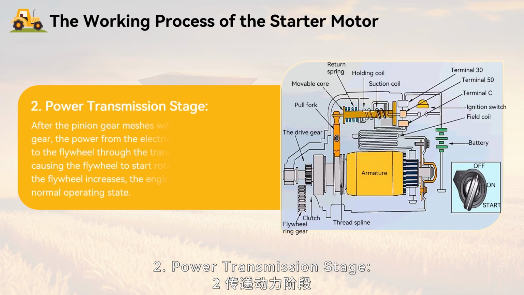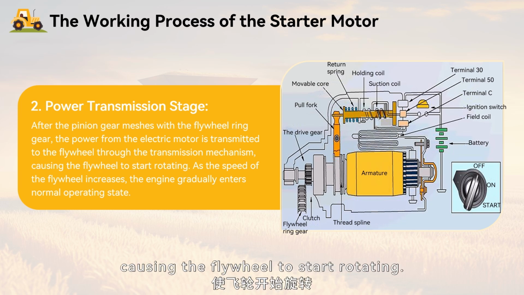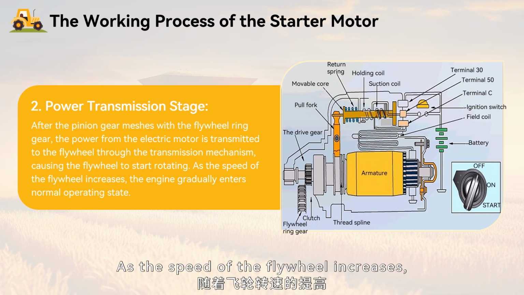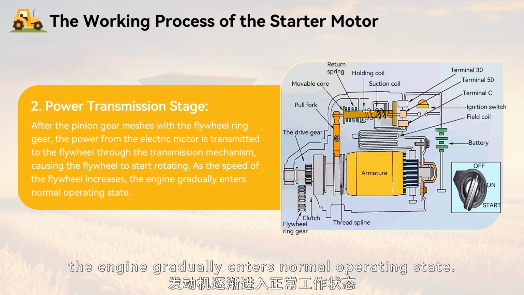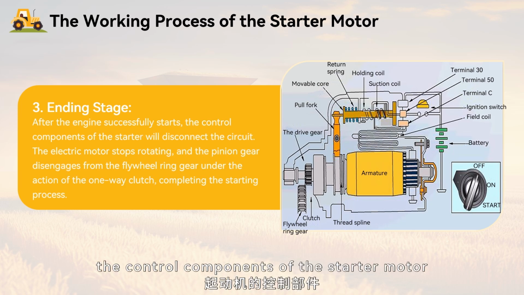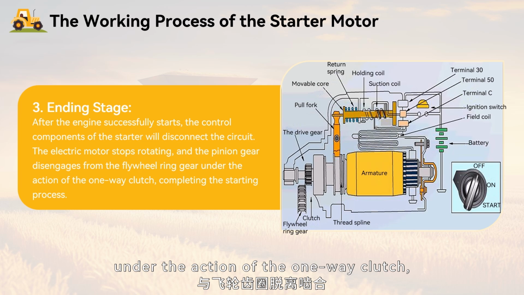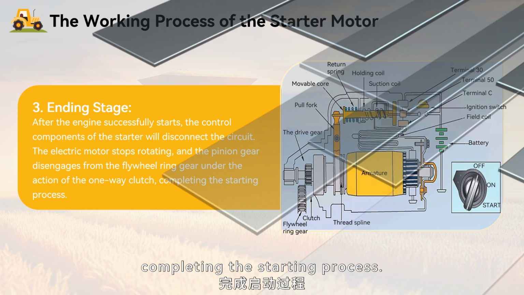2. Power transmission stage. After the pinion gear meshes with the flywheel ring gear, the power from the electric motor is transmitted to the flywheel through the transmission mechanism, causing the flywheel to start rotating. As the speed of the flywheel increases, the engine gradually enters normal operating state. 3. Ending stage. After the engine successfully starts, the control components of the starter motor will disconnect the circuit. The electric motor stops rotating, and the pinion gear disengages from the flywheel ring gear under the action of the one-way clutch, completing the starting process.